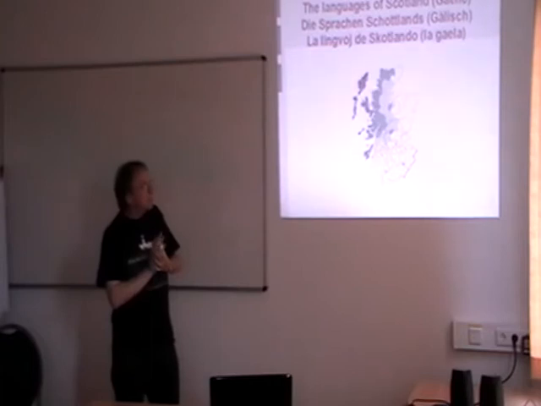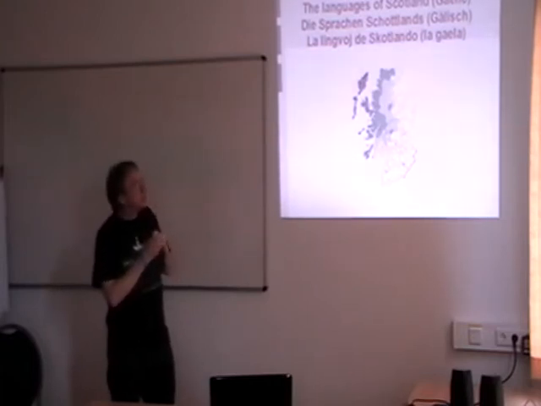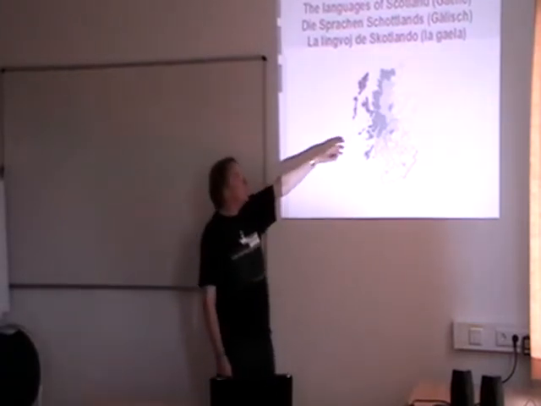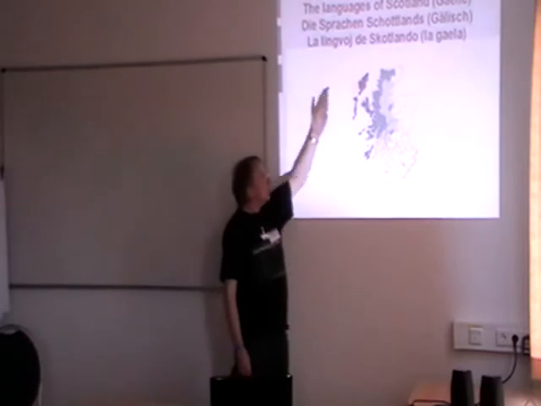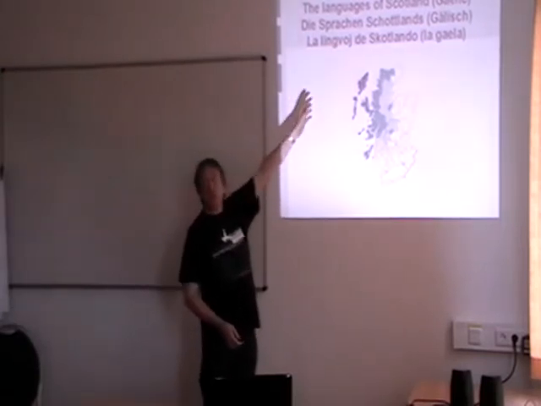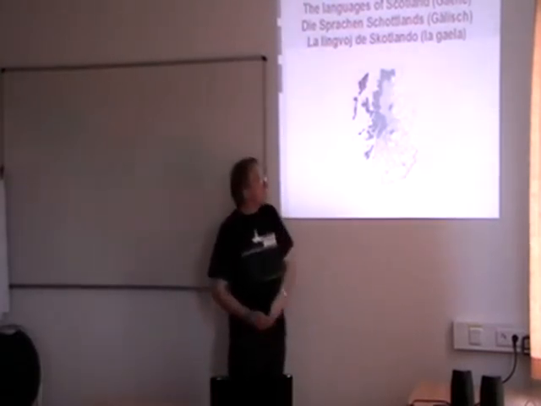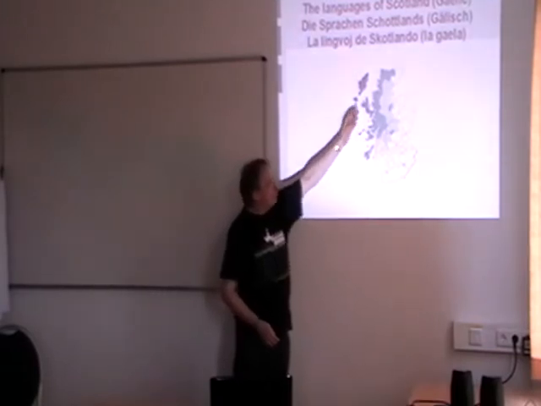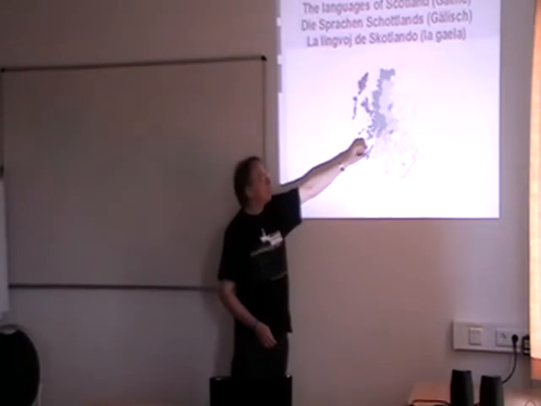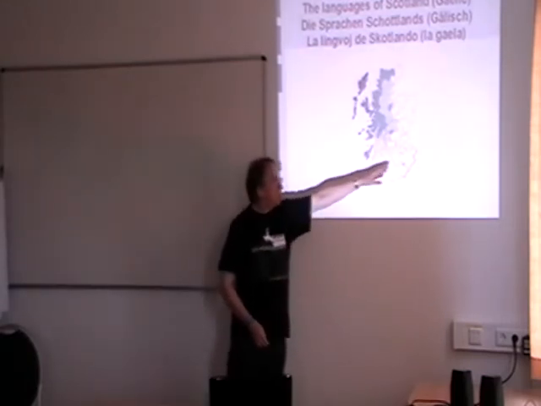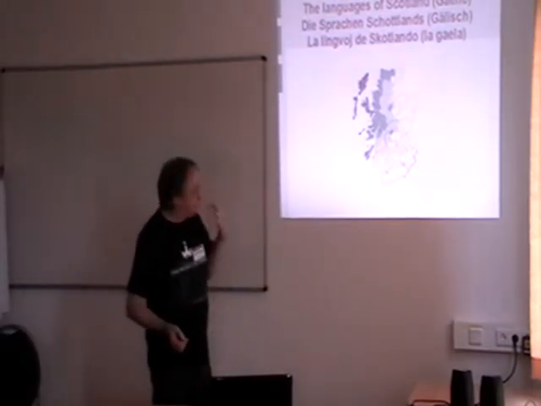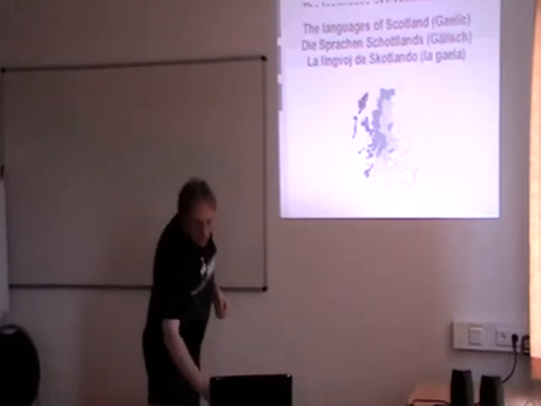This map shows the current distribution of Scottish Gaelic speakers, and they are concentrated up in the northwest. The darker areas show where there are more Scottish Gaelic speakers. It can be up to 80% of the population up in the Western Isles, but mostly confined to the northwest parts. A couple of outliers down in the south show that at some point Scottish Gaelic was more widely spread in Scotland.